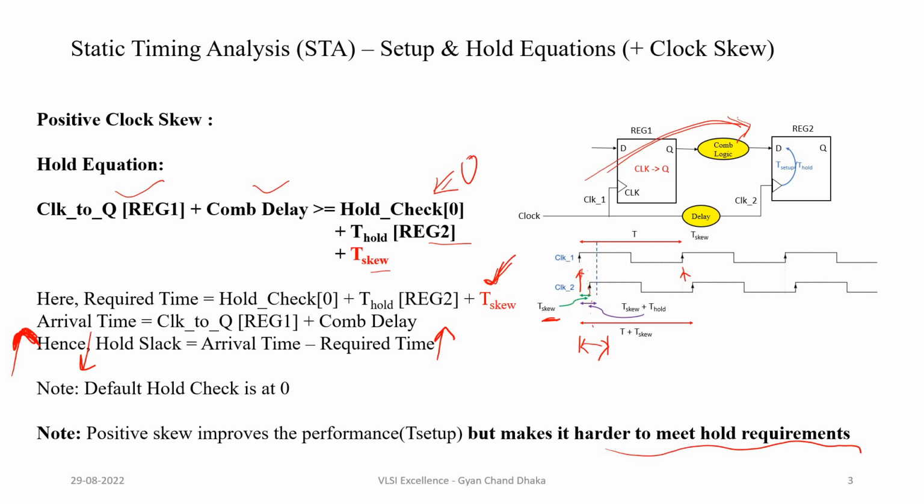So with positive clock skew introduced, our required time actually has increased. We need more time for the data to arrive from the launch flip-flop to the data pin of the capture flip-flop. So what we can conclude here is that positive clock skew always improves the performance. It makes setup timing constraints easier to meet, but it always makes it harder to meet the hold requirement. So hope the positive clock skew impact on the setup and hold timing equation is clear.